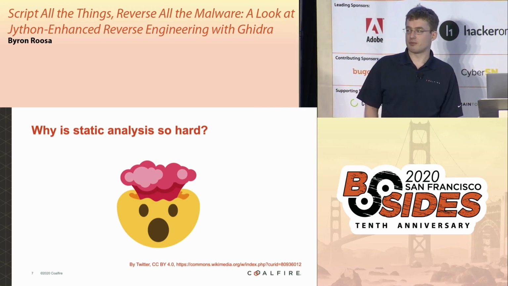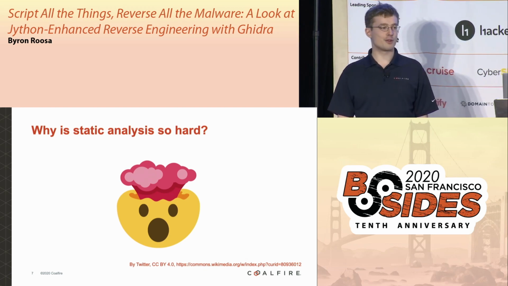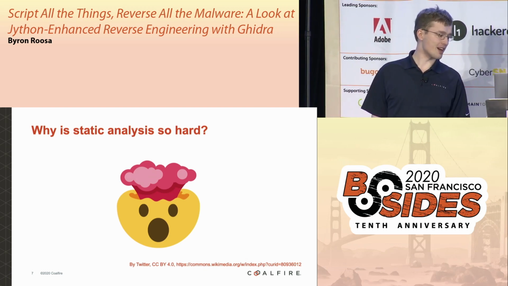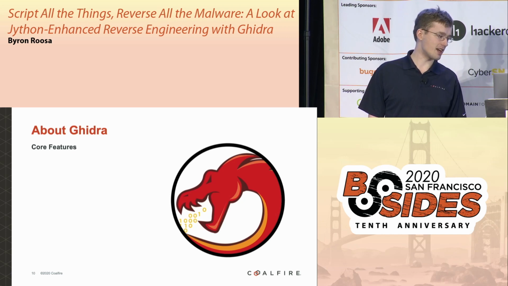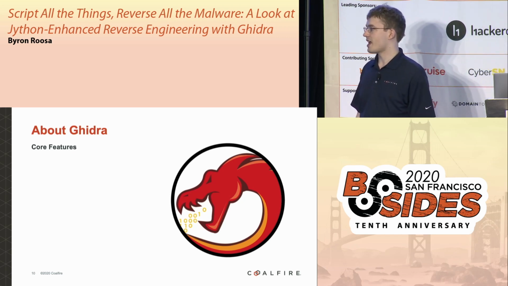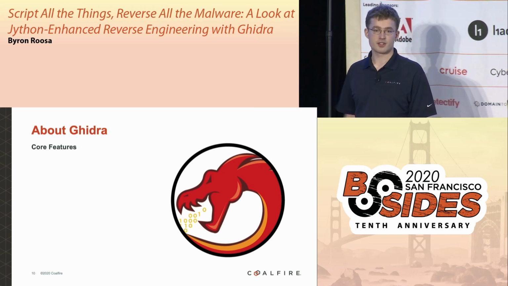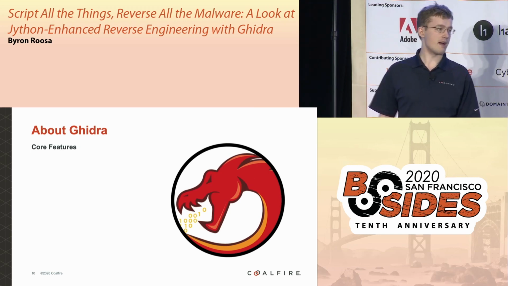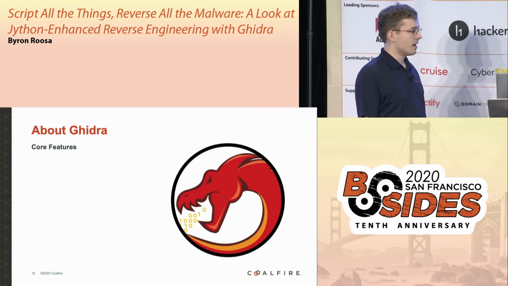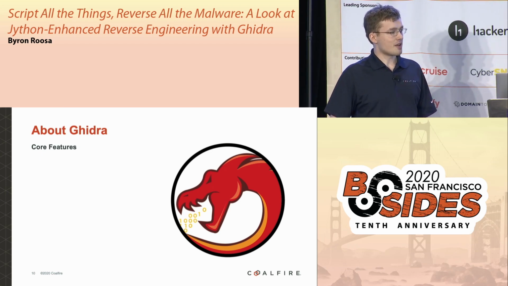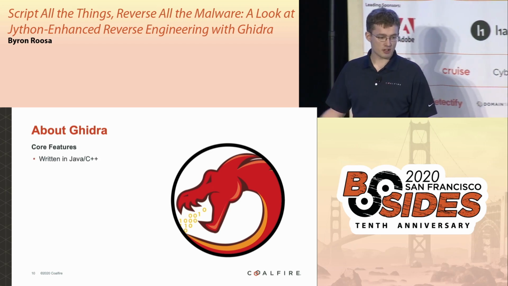But we reverse engineers got a little bit of an early Christmas present last year. In March, the NSA open sourced Ghidra, which is an open source, completely free, full-featured reverse engineering platform for software. And to sum it up, it's pretty awesome. First of all, it's written in Java and C++.